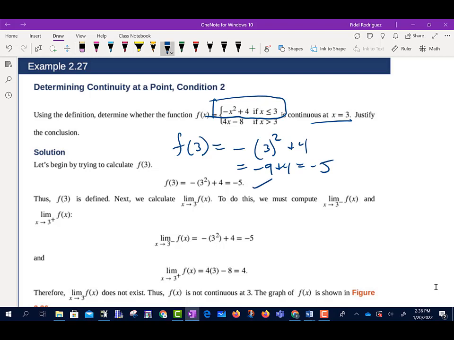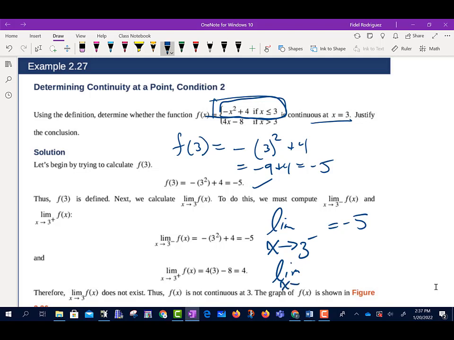Okay, now we want to find the limit. Remember, if we're going to find the limit, we're going to take the limit as x approaches 3 from the left. That's just a minus sign. So that means we're going to evaluate the limit right here. We did that actually by evaluating it. That was equal to negative 5.